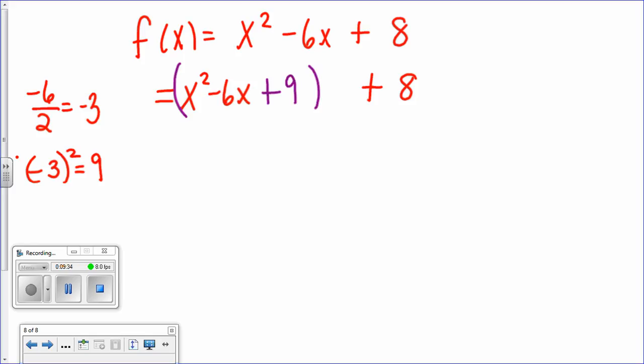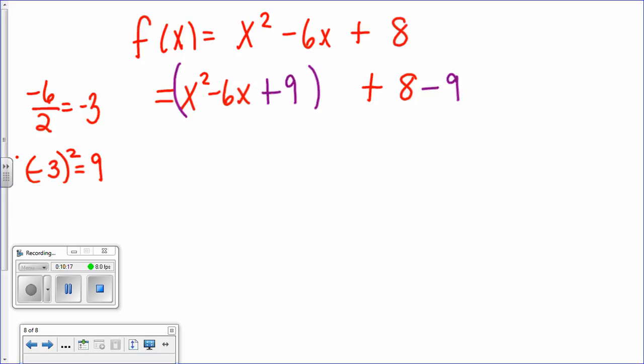The problem is I changed the value of the function because I added 9 to it, right? So how can I get it back to where it was? Subtract 9. Now it's the same, right? It's exactly the same. You add 9, subtract 9, we're good. So that's what we're talking about on step 4 when it says add b over 2 squared and subtract b over 2 squared. That's what we're talking about when we say create a perfect square trinomial without changing the value of the function. Nothing has been changed. You added 9. Yeah, I did, but I also subtracted it, so chill, okay? It's the same thing, all right?